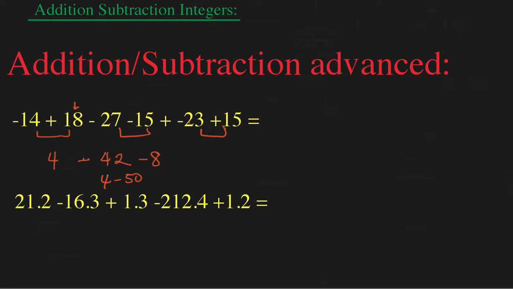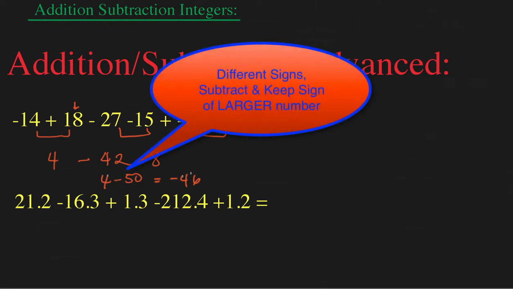Again, you can do them in any order. I could have made this a negative 38, okay? And then when I minus 8, I still should get the same answer of negative 46. This is negative 46 because 50 is larger. They're different signs. I subtract them, pick the sign of the larger number, and there's your answer, okay?